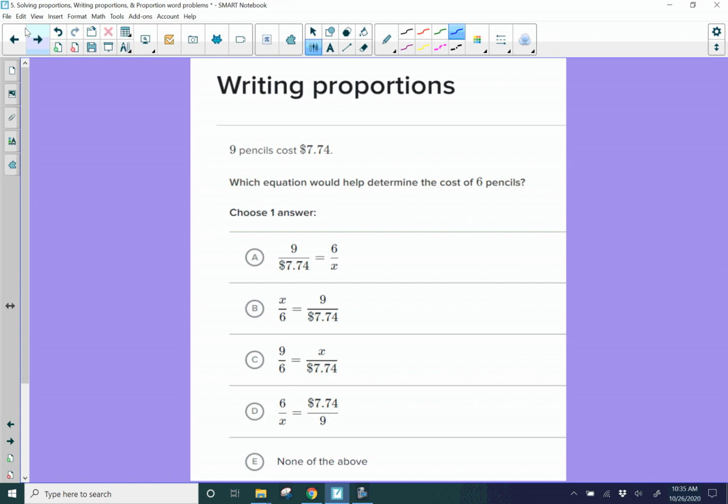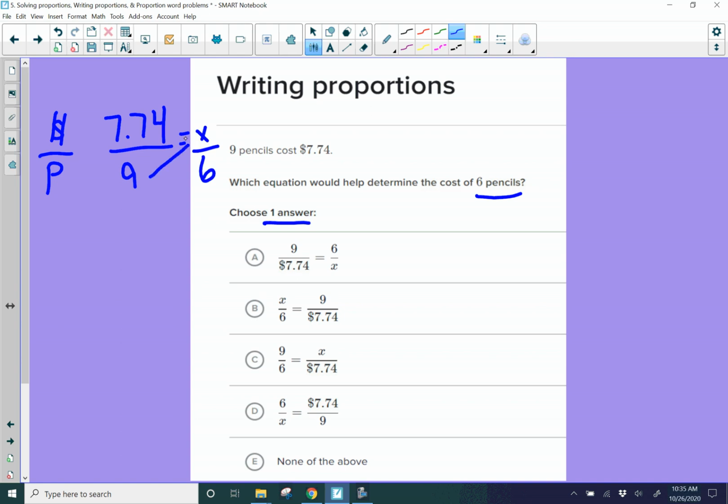So it says 9 pencils cost $7.74. Which equation would help determine the cost of 6 pencils? Notice it does say there is one correct answer. So I'm going to set up my proportion. I'm going to do dollars over pencils, just because money typically always goes on top. So I'm looking for 7.74 over 9 equals, well, where's my 6 going to go? Well, since pencils is on the bottom, my 6 goes on the bottom. And let's just use x.